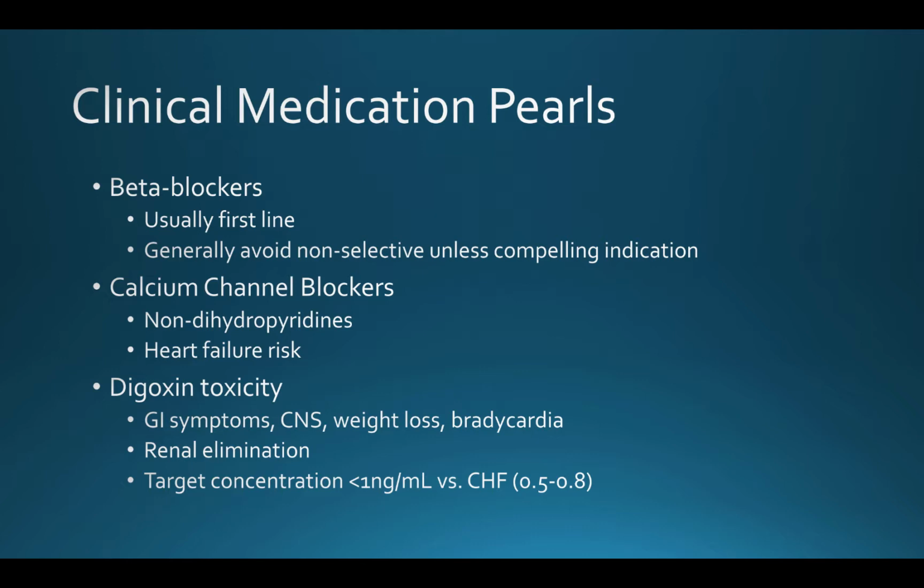digoxin actually competes with potassium, and it binds in that potassium binding site. So in patients with low potassium levels, digoxin may not have as much potassium to fight with. So in patients with hypokalemia, patients may be more susceptible to digoxin's effects. And some of those effects you might see: GI symptoms, CNS changes in the setting of toxicity, significant weight loss. That can definitely happen with digoxin.